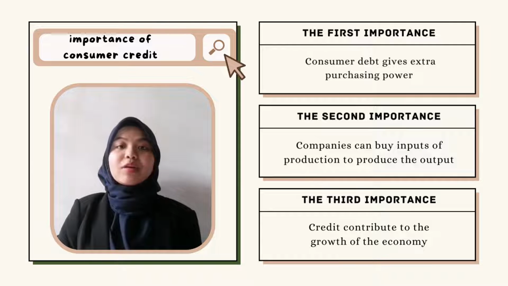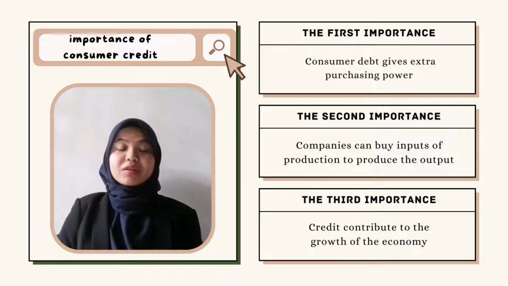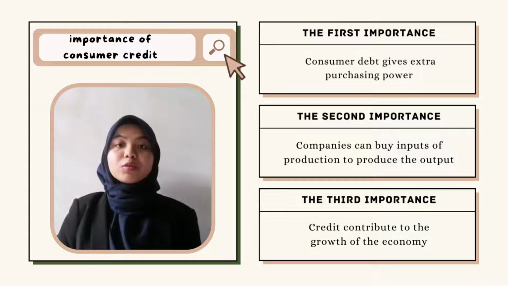Thank you, Fana. Next, I will explain the importance of consumer credit and insurance planning. The first importance of consumer credit is that it gives extra purchasing power. It is possible for consumers to purchase things they need. Many items, from cars to houses, are too expensive for most people to pay for all at once. With credit, it's possible to pay over time while accessing essential products and services when you need them.